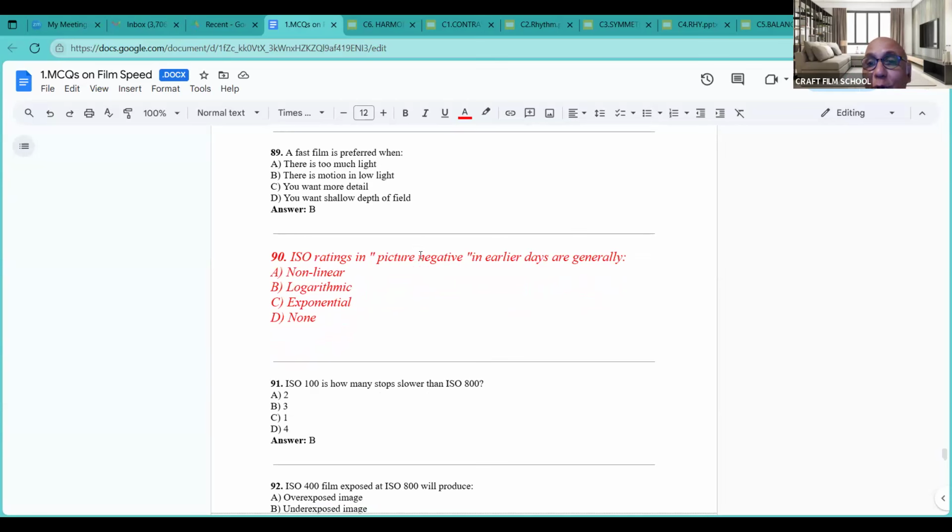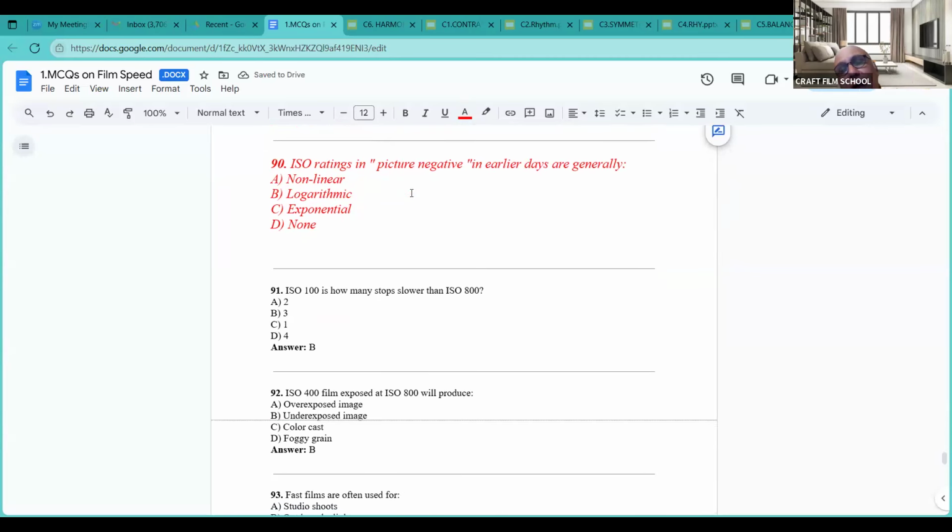Slow motion is not always slow motion. Motion can also be faster. You can see sometimes people walking very fast. So motion can be normal, fast motion and slow motion. So there is motion in low light, and you want more detail, you want shadow depth. Again, it is a confusing question. I will reframe this and give it to you. It is not correctly framed.